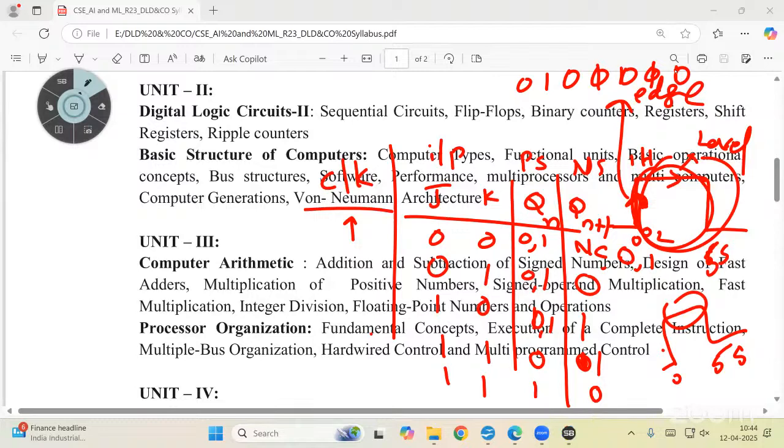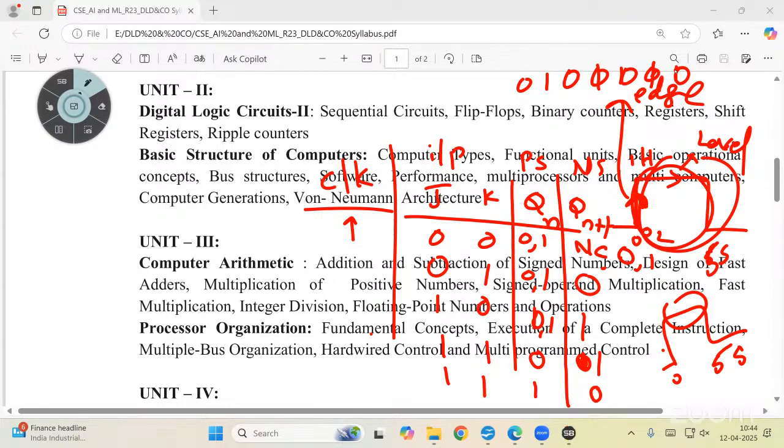If the inputs are 1, 1, that is J is equal to 1 and K is equal to 1, the triggering is present. During the triggering, the output will be continuously changing from 0 to 1, 1 to 0, 0 to 1, 1 to 0. That condition is called race around condition. So to overcome this race around condition in the JK flip-flop, we are using the master slave JK flip-flop.